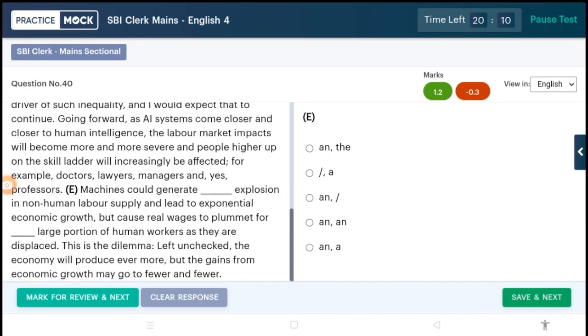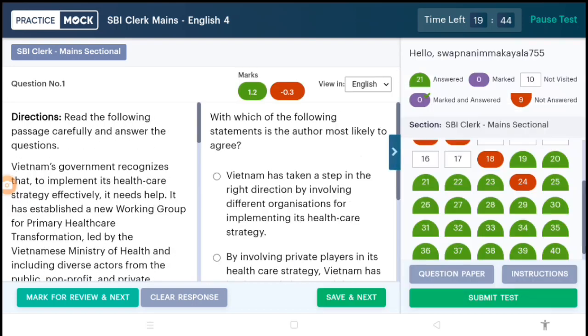Next E, machines could generate explosion. Machines could generate real wages to permit for less portion. Next.